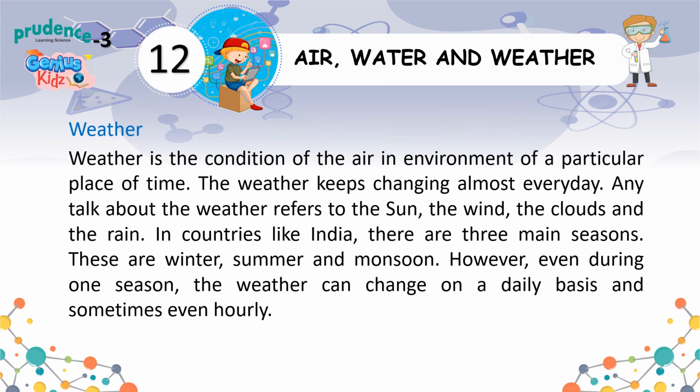Weather. Weather is the condition of the air in the environment of a particular place at a particular time. The weather keeps changing almost every day. Any talk about the weather refers to the sun, the wind, the clouds and the rain. In countries like India, there are three main seasons. These are winter, summer and monsoon. However, even during one season, the weather can change on a daily basis and sometimes even hourly.